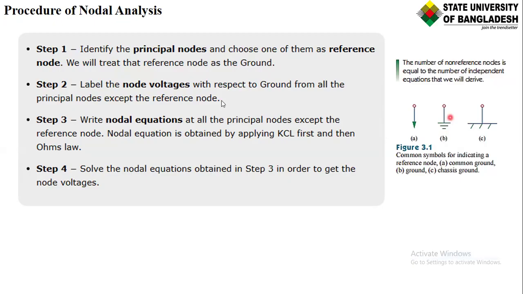Then in step 2, we have to label the node voltages corresponding to the nodes, with respect to ground, for all of the principal nodes except the reference node. Then in step 3, we have to write the nodal equations at all the principal nodes except the reference node. We will not do any equation solving for the reference part, because in the very beginning we declared the ground node, which is 0 volt. For applying nodal equations, we have to find out the KCL first.